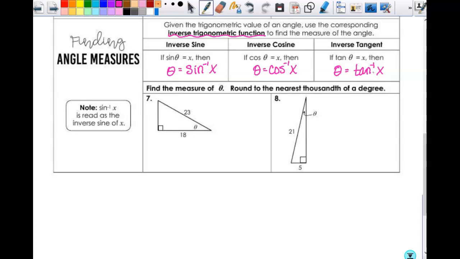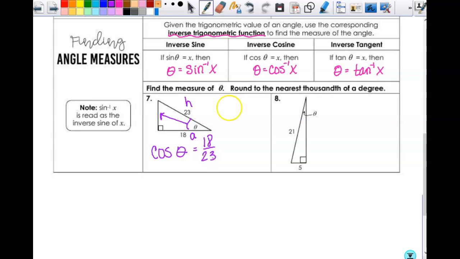All right, so I want to find the measure of theta. And so I start off the exact same way. Here's the angle. This is the opposite side. This is the hypotenuse. This is adjacent. So which trig ratio are we using? Cosine. Thank you. So cosine of theta, because that's my angle, is equal to the adjacent, which is 18, over the hypotenuse, which is 23. You can't reduce that fraction, but even if you could, you don't care, so don't do it.